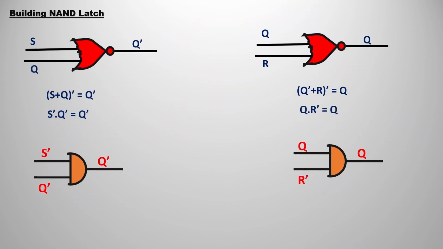The next step is that we are going to see the output expression formats. We can apply De Morgan's law here. I hope you know De Morgan's law: A plus B whole bar can be split into A bar dot B bar. So S plus Q whole bar can be split as S bar dot Q bar, which equals Q bar. For the second NOR gate we can also split according to De Morgan's law, so after splitting, it is Q dot R bar equals Q. This is simply the NAND gate, so we can represent it with the help of two NAND gates.